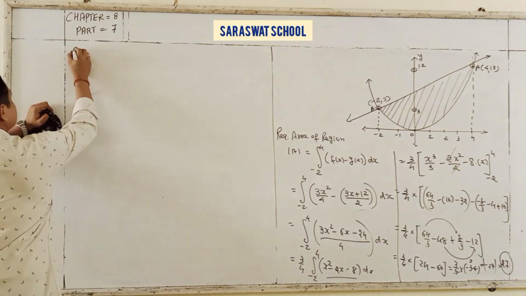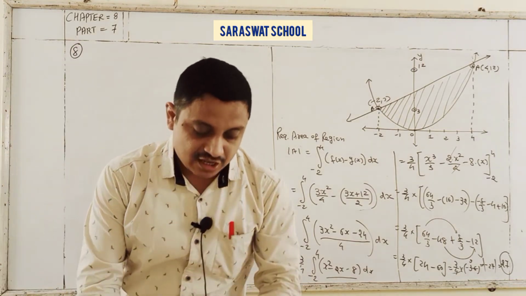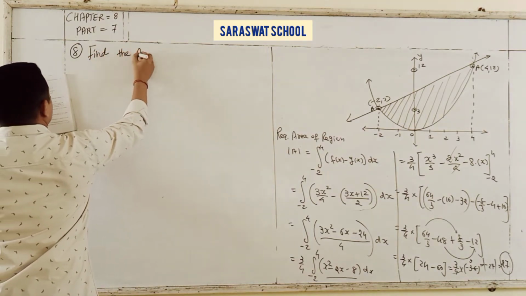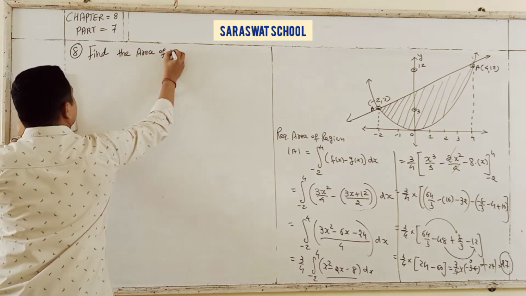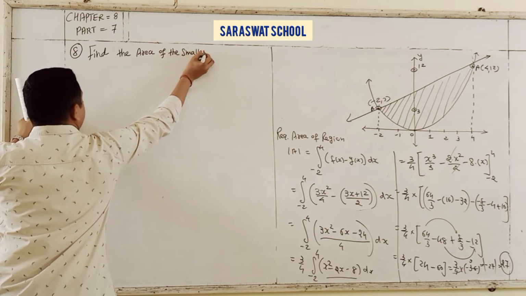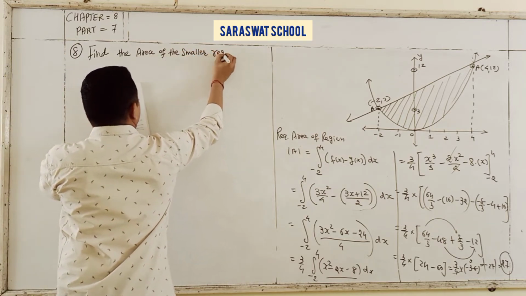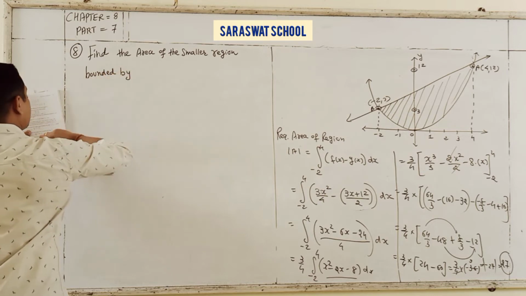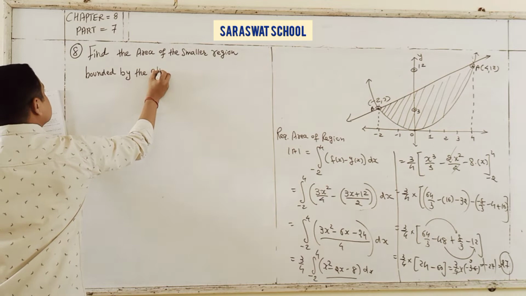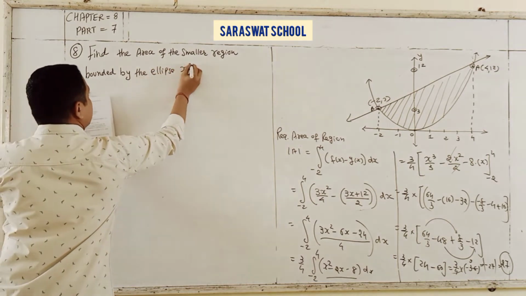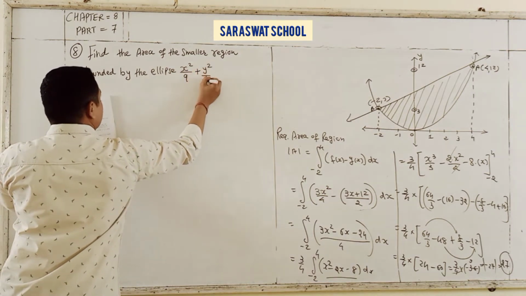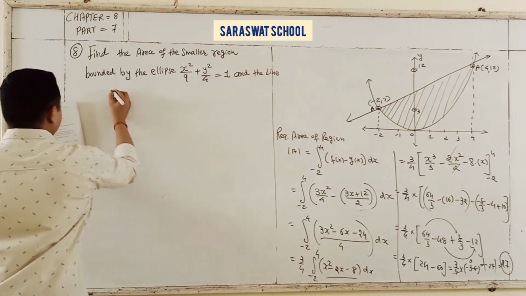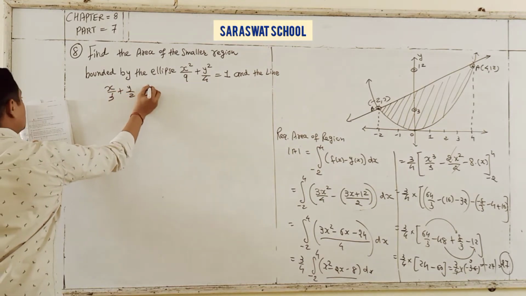Eight is also a very easy and simple sum. Find the area of the smaller region bounded by the ellipse, given x square by 9 plus y square by 4 is equal to 1, and the line x upon 3 plus y upon 2 is equal to 1.